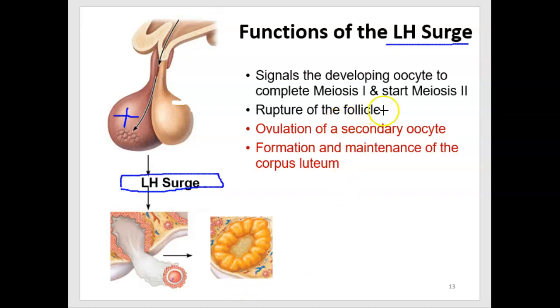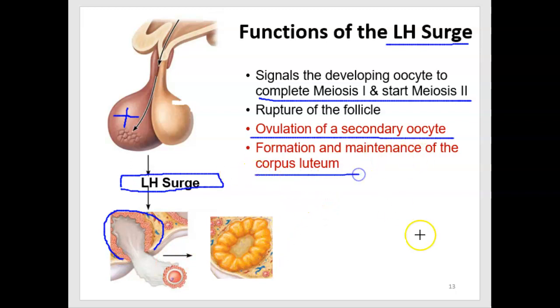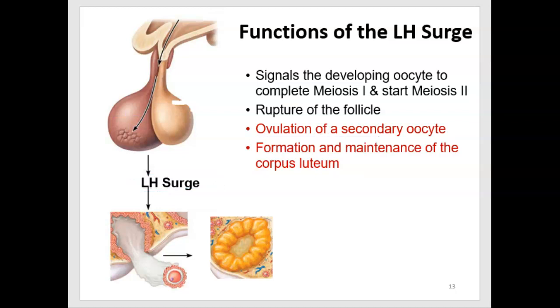I mentioned that it causes the oocyte to complete meiosis 1 and start meiosis 2. It facilitates ovulation of the oocyte as well as the polar body that's attached to it. And it also causes the follicle that's been ruptured to transform into the corpus luteum. And it's the corpus luteum that will make progesterone.